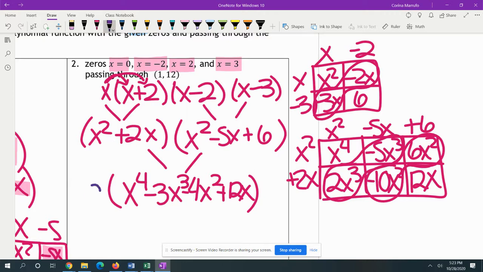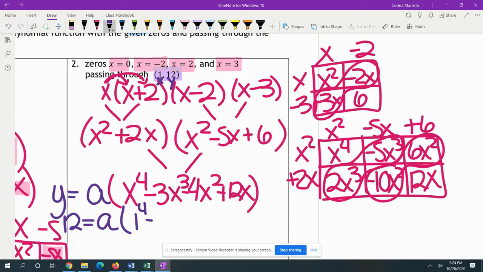Now we need to figure out what this a is, okay? And the way that we figure it out is our function is equal to y equals, and then this. They wanted it to pass through this point, 1, 12. So you have to plug in 1 for x and 12 for y. Okay, so here I have 12 equals a, we don't know, that's what we're looking for, times, and then everywhere where I see an x, I'm going to go ahead and plug in a 1.